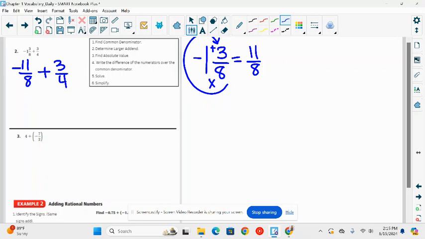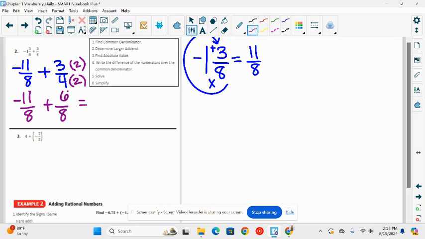Are my fractions taken care of? No, you still gotta do the denominator. I gotta make my 4 get to 8. Can it get to 8? Yeah. What do we have to do? Times 2. They were nice. They gave us nice numbers. Okay, so my new fraction is 6/8 being added to negative 11/8. Same signs or different?